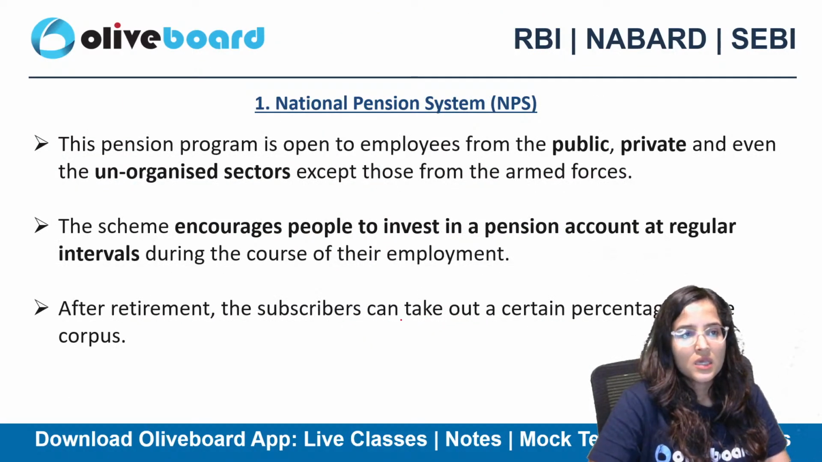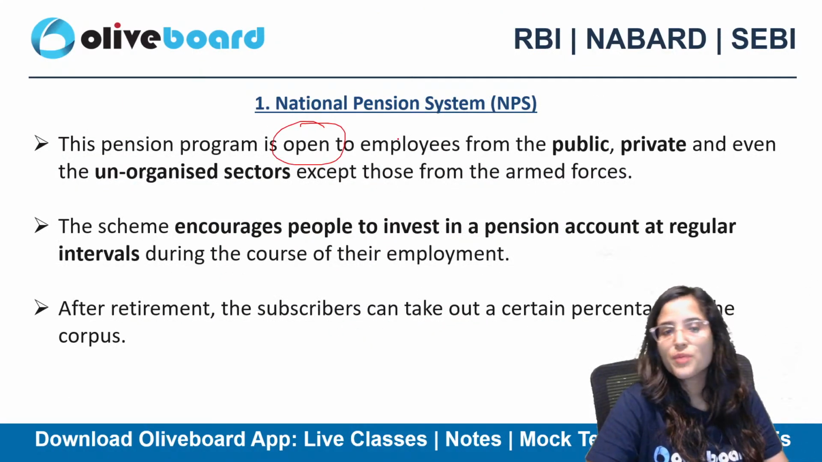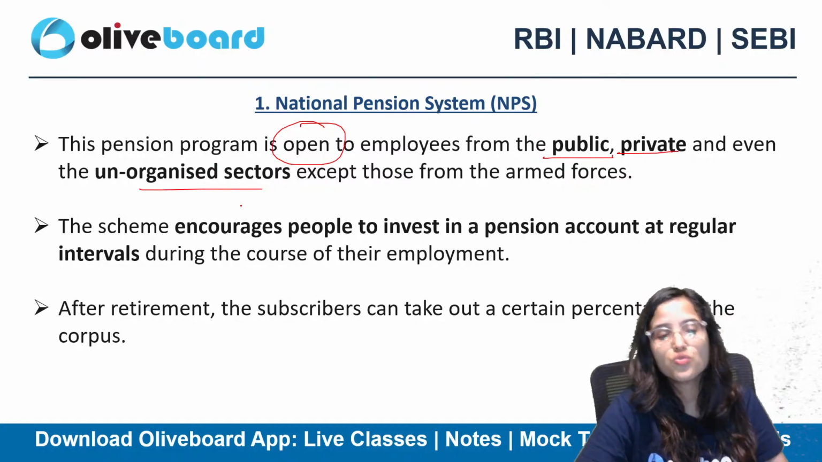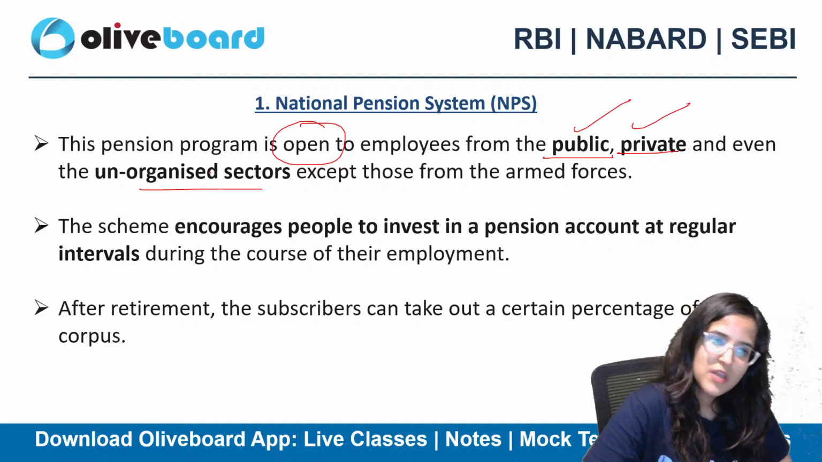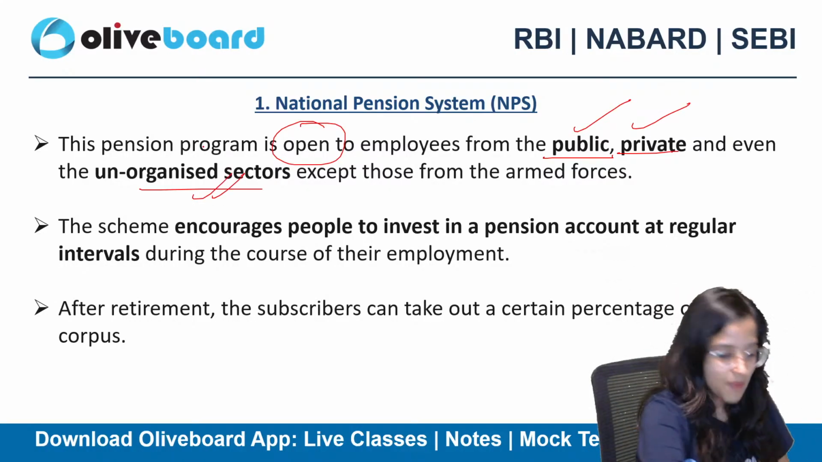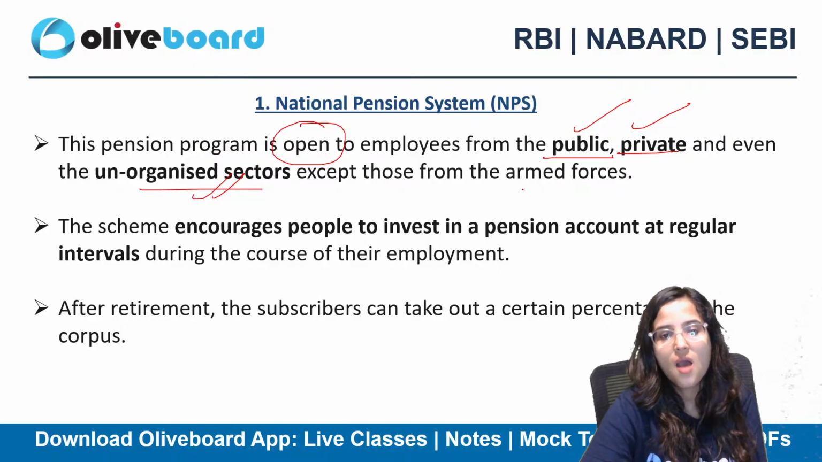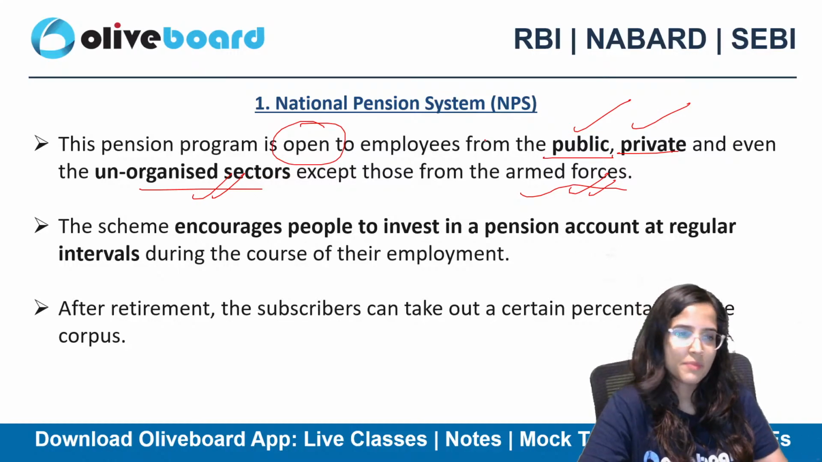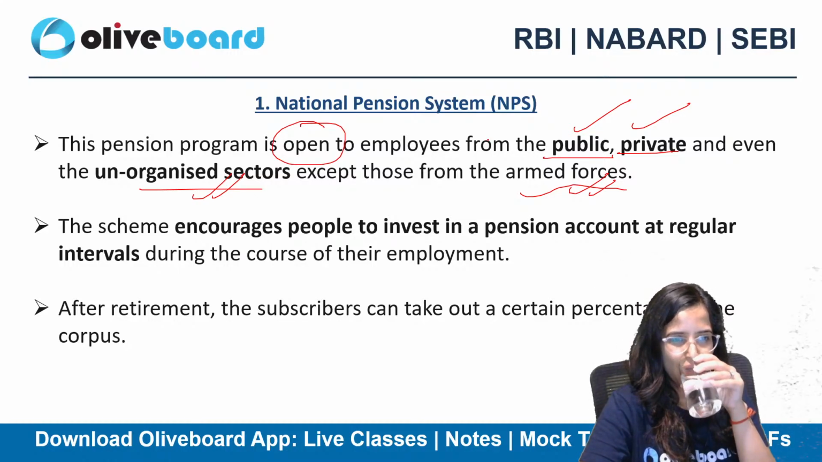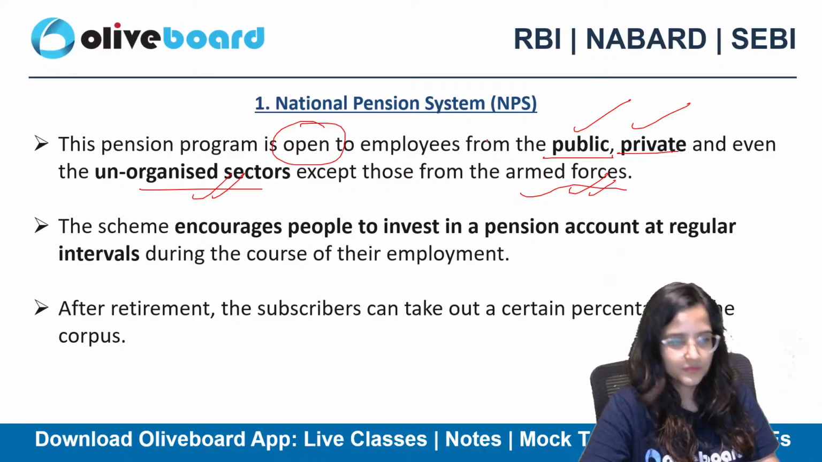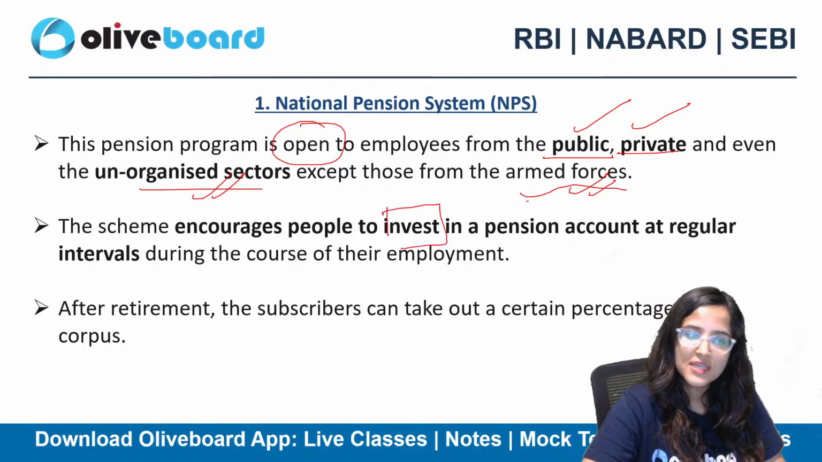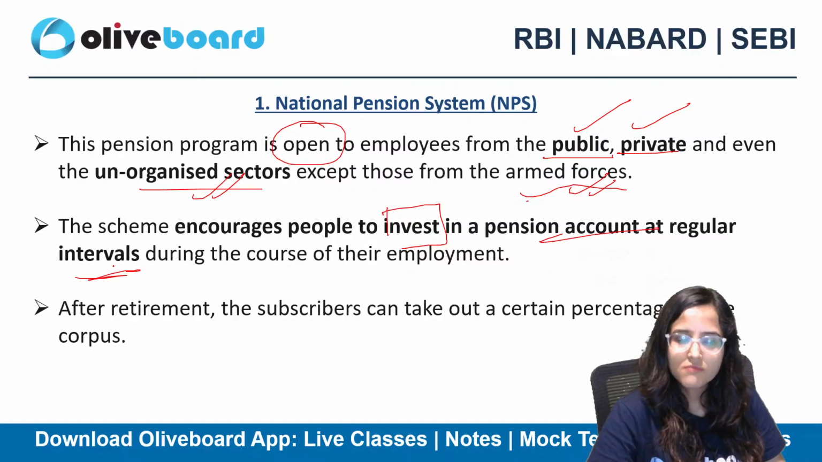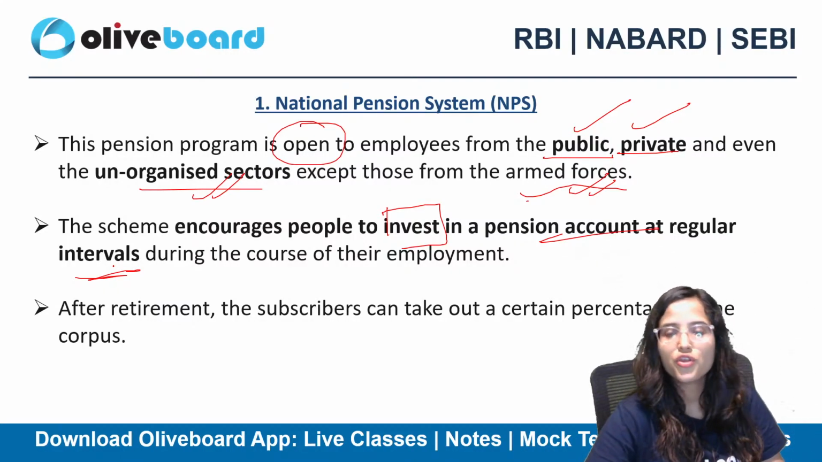Fine. Now this pension program is open to employees from public, private and even unorganized sectors. So NPS is open for whom? For the public sector, for the private people and even for the unorganized sectors. But who are excluded? People from the armed forces. Except them, this pension scheme is open to all the public, private and even unorganized sectors. This scheme encourages people to invest in a pension account at regular intervals. So at regular intervals, you can invest this pension amount during your course of employment.